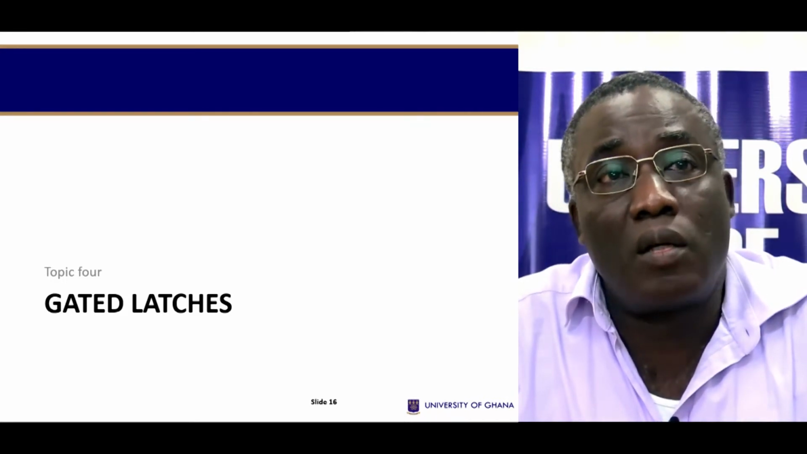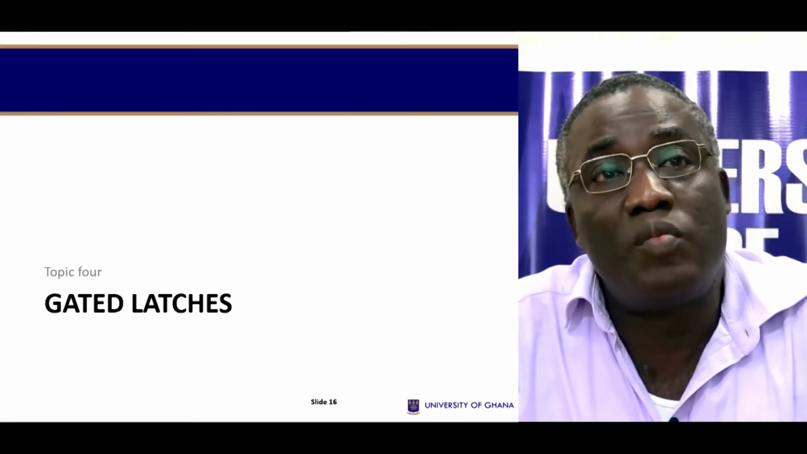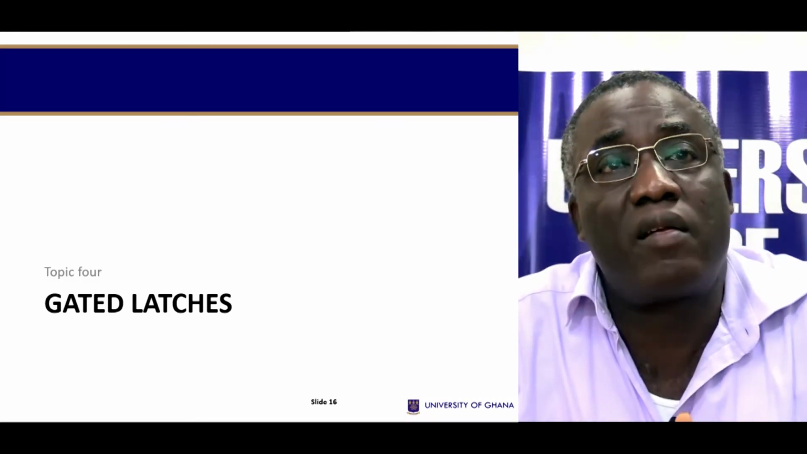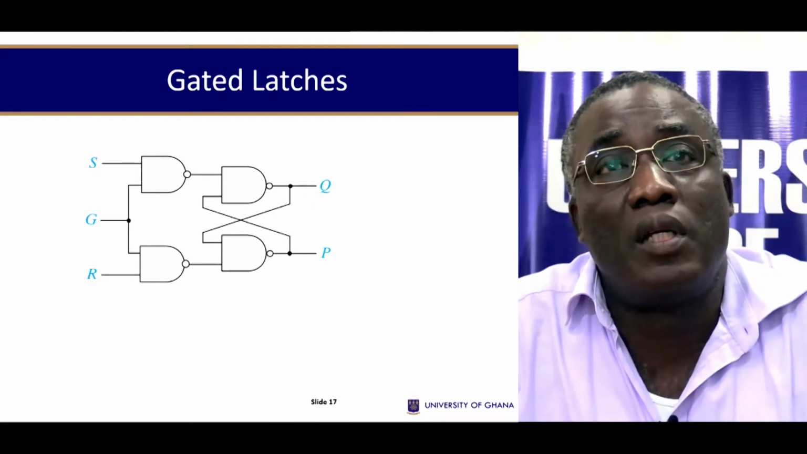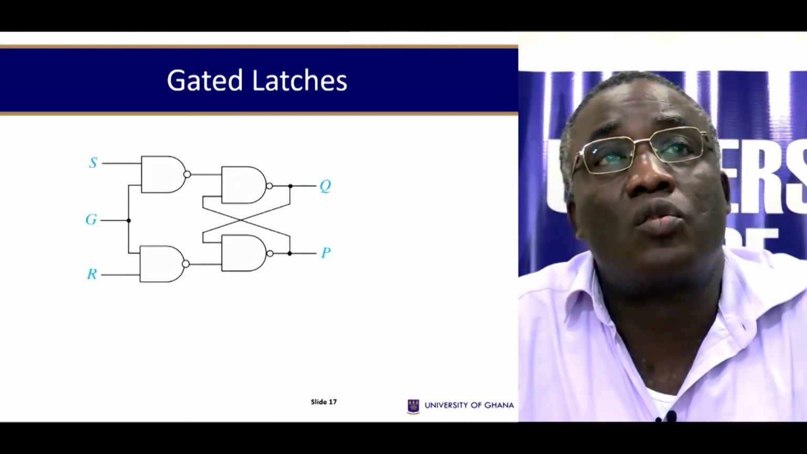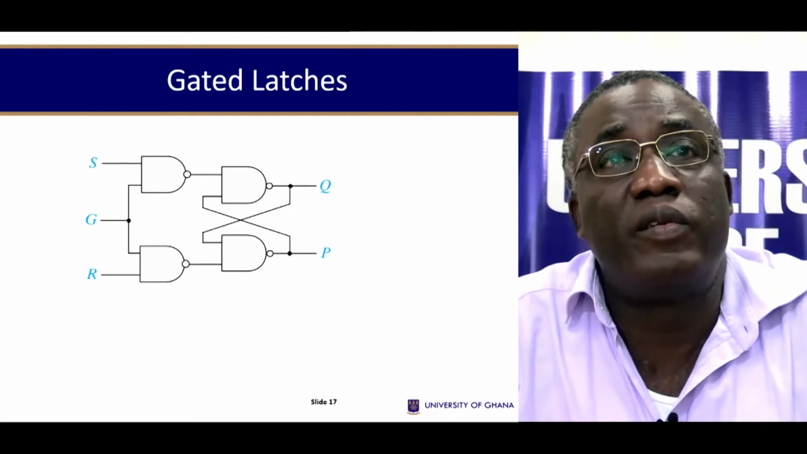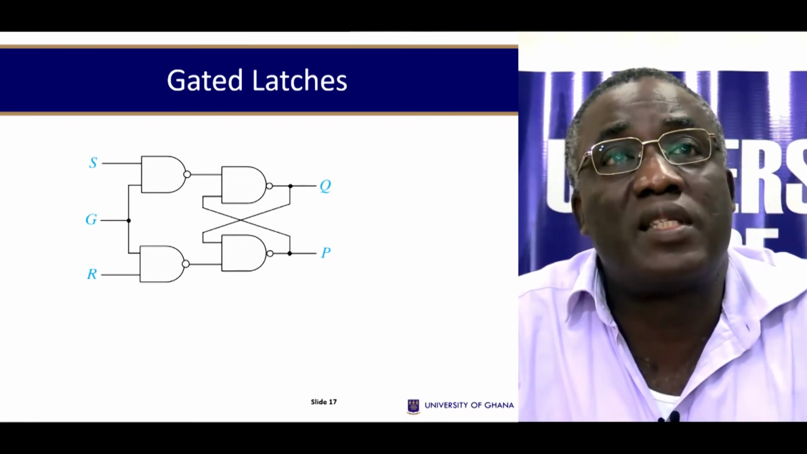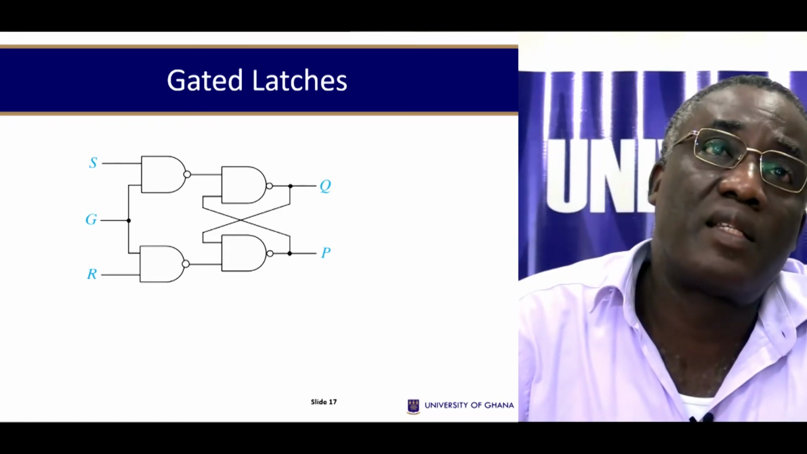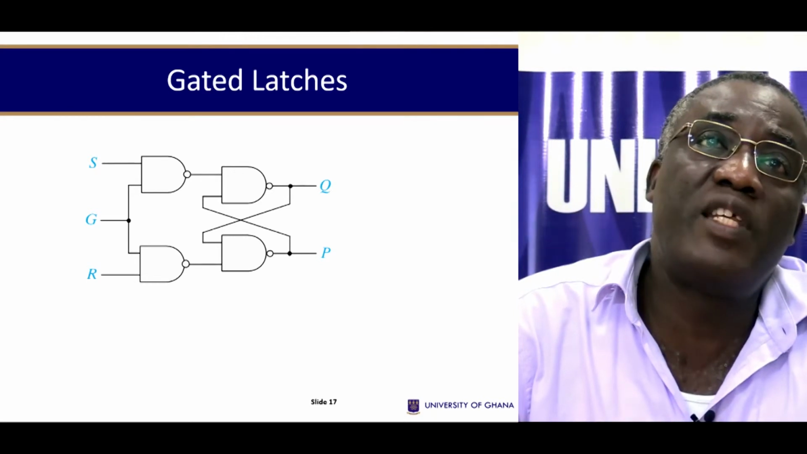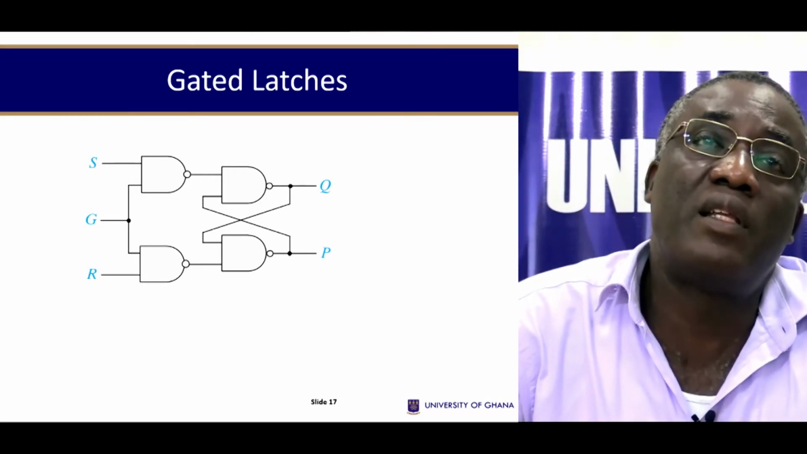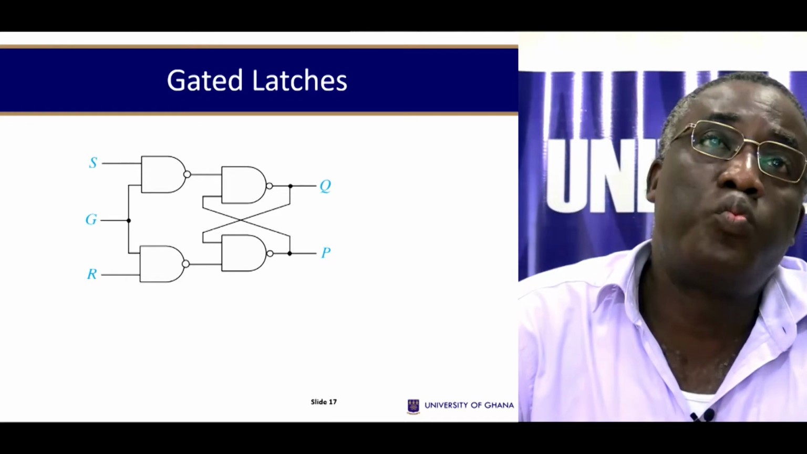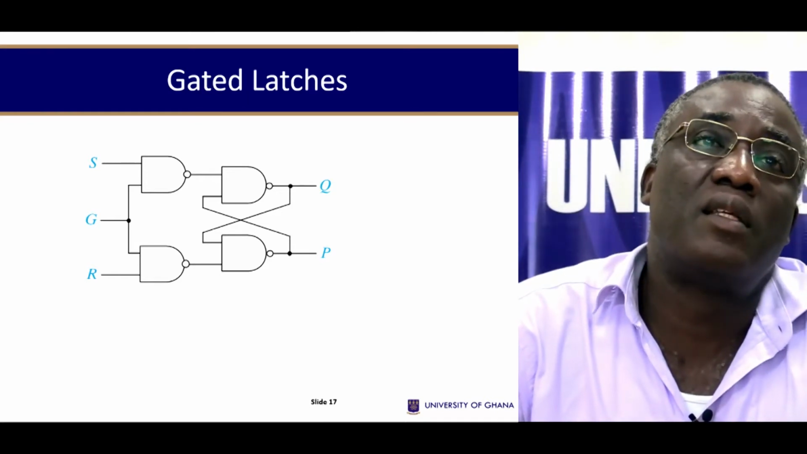Now, there are also gated latches that you must be aware of, and this is derived from the S and R flip-flops. Now, how does it work? You have your S and R flip-flop, but then you have a gate which you control probably with a clock, right? So it's the same thing, only that instead of having the S and the R feeding directly into the flip-flop, you put them through AND gates, right?